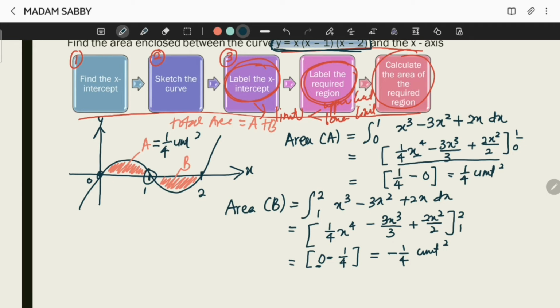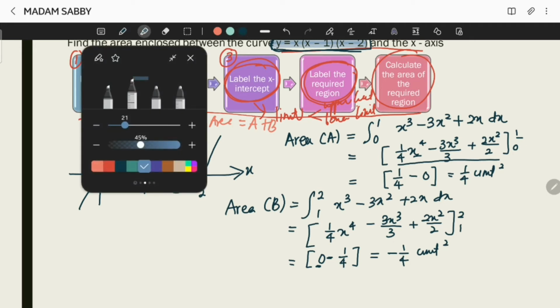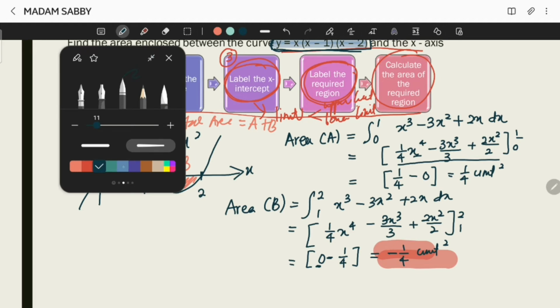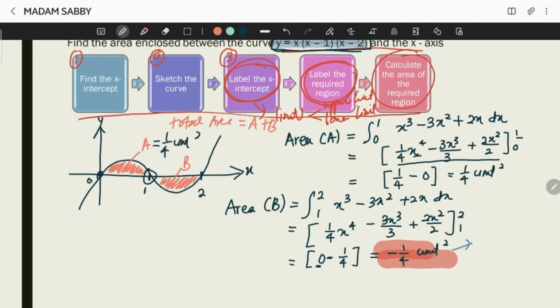Okay, negative sign, so don't panic, because the negative sign here actually refers to the area being below the x-axis. So that's why you get a negative sign. Negative, because the area is below the x-axis. Which is correct because this region is below the x-axis.